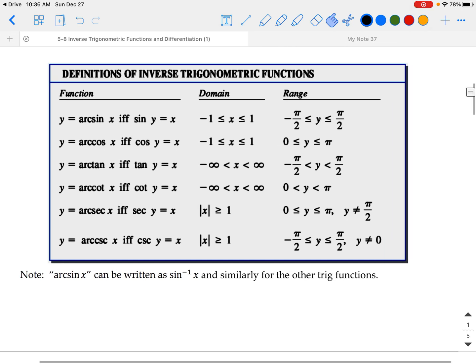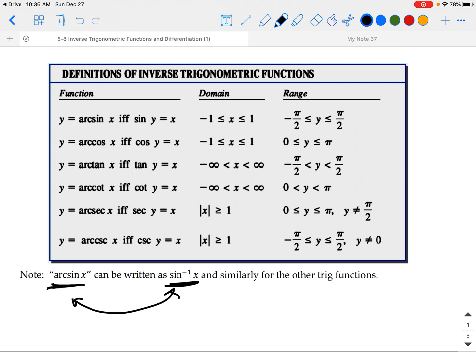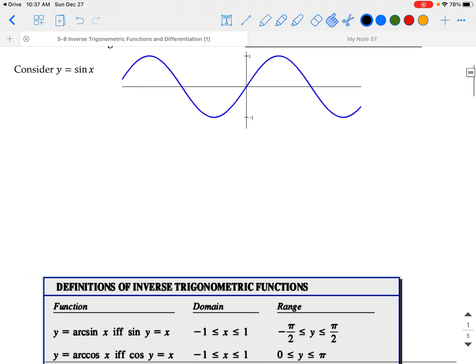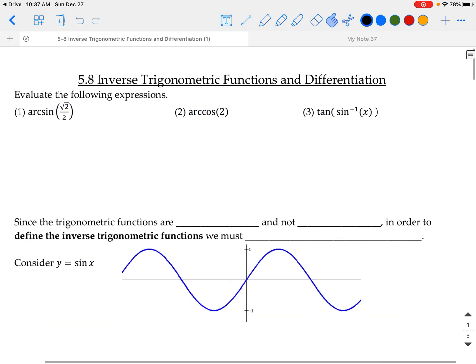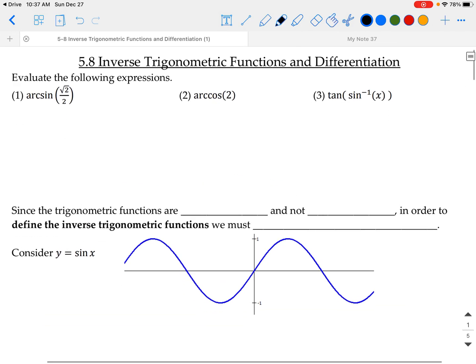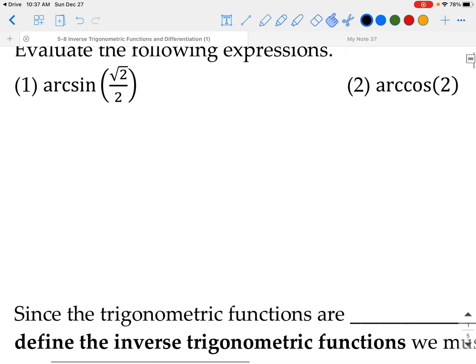And just note arcsine is going to be some notation that we'll use, as well as that -1 exponent expression. So you're going to see both notations interchangeably occurring quite often. So going back to the top, we can see that we want to find a couple of different inverse expressions. So we'll start with arcsine of rad 2 over 2.